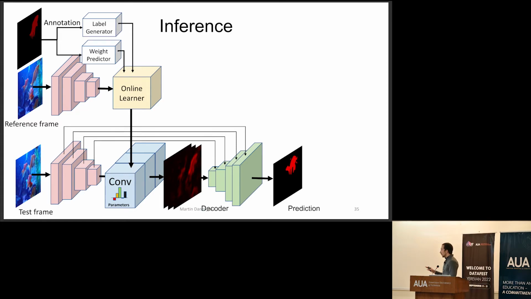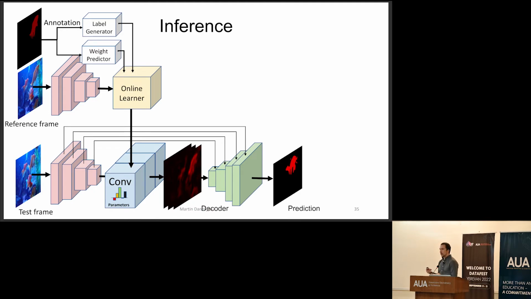Okay, so let's draw our full pipeline in the end. So it would look something like this then. So we have our reference frame and annotation. We will run the online learner given the label generator and the weight predictor results. This will give us the weights we then apply to the test frame to produce this segmentation representation, and we'll feed it into some decoder network, which will give us the final prediction.